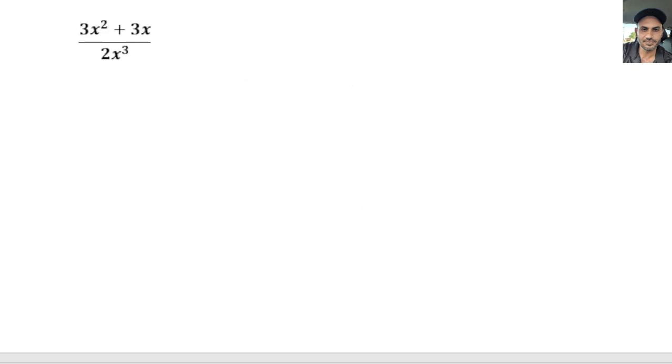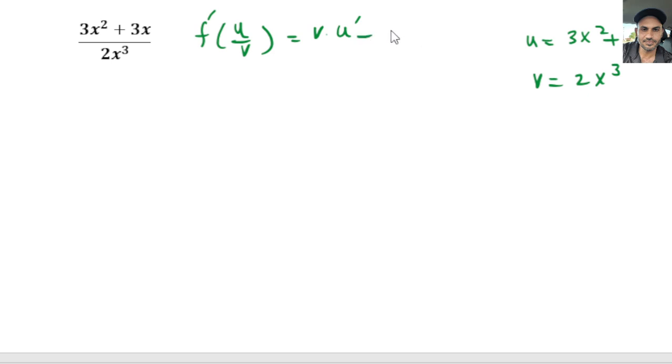All right, let's go ahead and solve for an example. Here, let's simplify this. We know that u equals 3x squared plus 3x, and v equals 2x cubed. So this is our numerator, this is our denominator. And the derivative of a quotient function u over v equals v times u prime minus u times v prime divided by v squared.